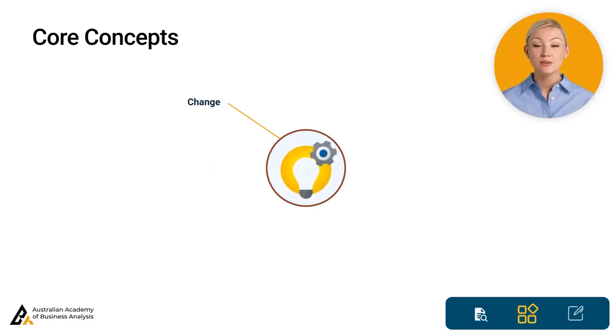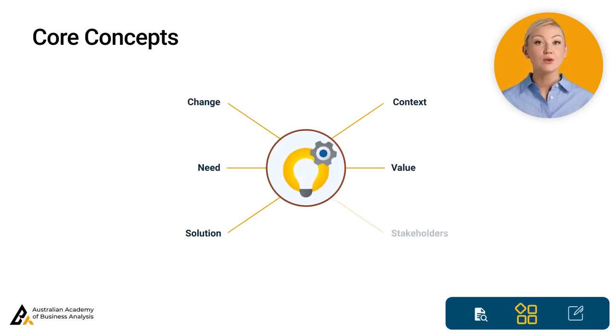Next is the concept of needs, where a business analyst proposes a solution that aligns with the organization's needs. This solution is selected as the best option to meet the specific needs of the customer. The context involves creating models and specifications that stakeholders can easily understand. The value pertains to the anticipated benefits that the customer expects once the solution is in place. Lastly, stakeholders are the individuals for whom the requirements and designs are developed. This is how the core concepts are relevant to this knowledge area.